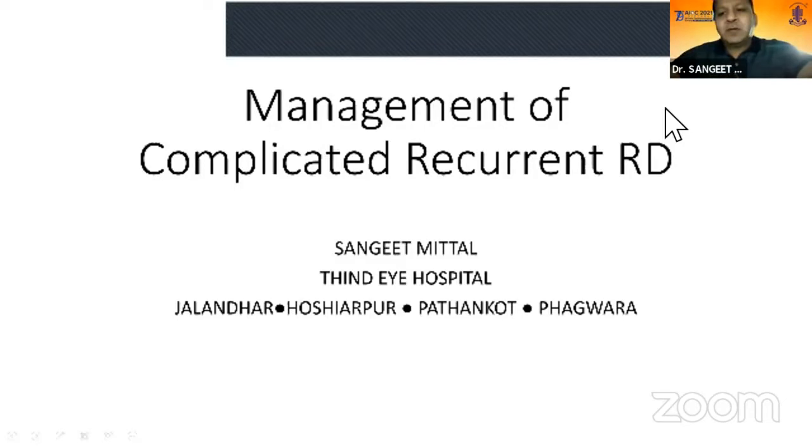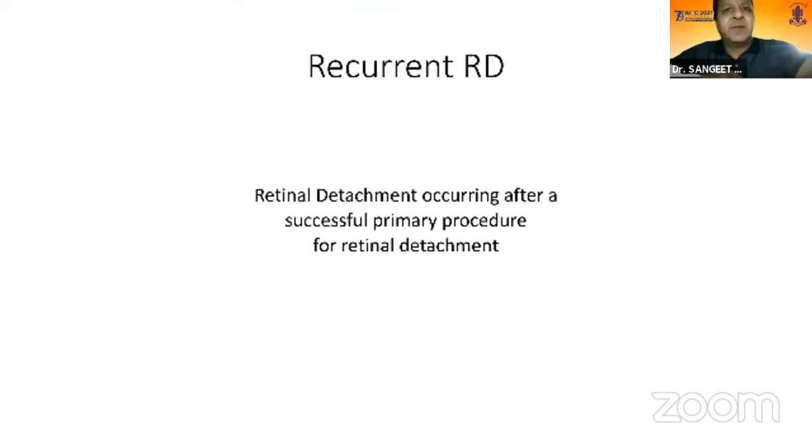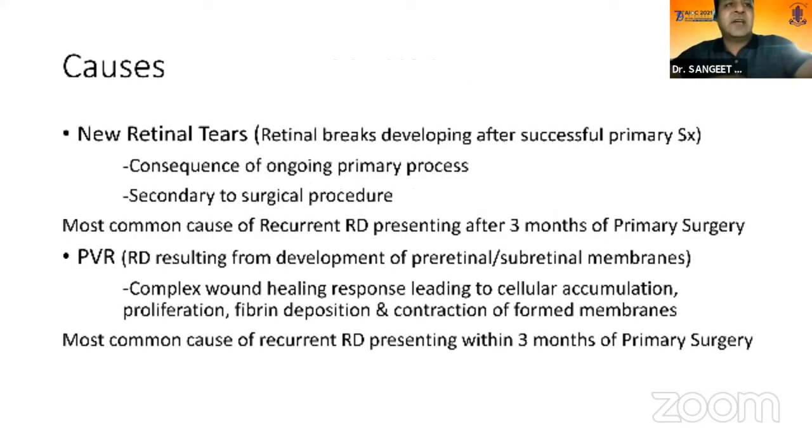So I'll be talking about management of complicated recurrent retinal detachments. And what do you understand by a recurrent retinal detachment? What I understand is a retinal detachment occurring after a successful primary procedure for retinal detachment. So it's totally different from a failed procedure. It is occurring after a successful surgery for retinal detachment.